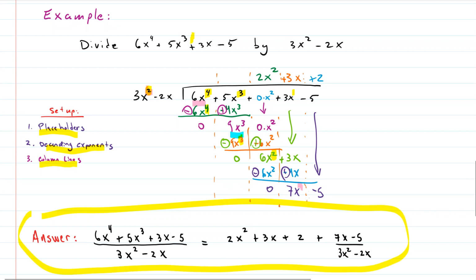So our division problem, the 6x to the 4th plus 5x cubed plus 3x minus 5, all divided by 3x squared minus 2x, that's a mouthful, is 2x squared plus 3x plus 2. And then we have a remainder. The remainder came from whatever was left over divided by whatever was out in front. And we just put it up top with the rest of our answer. So there you go. There's your long division of polynomials. A little bit tedious, but not too bad.